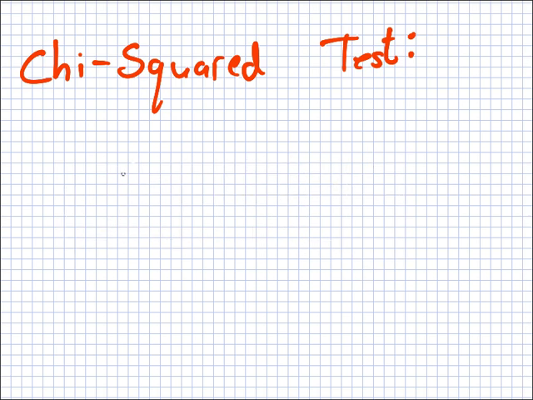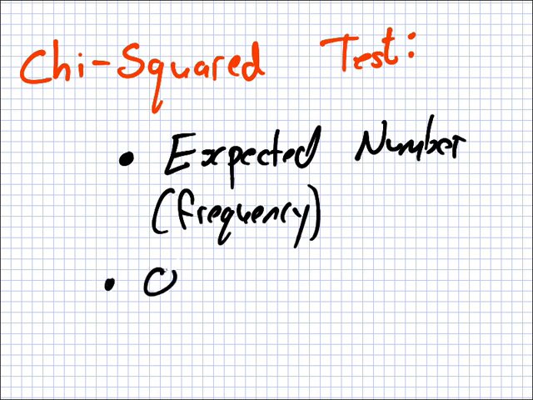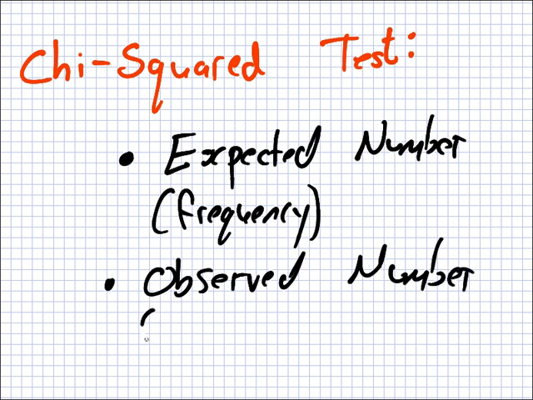So, back to the chi-squared. The chi-squared works when you have 2 things. You have an expected number, so you might want to write this down, expected frequency, and then you have an observed number, and that's also a frequency.